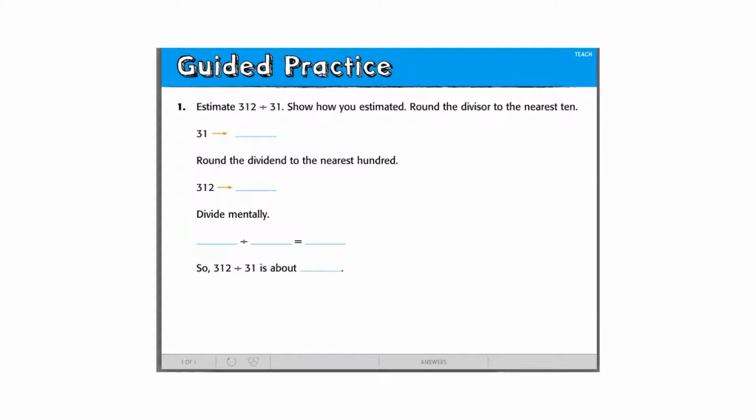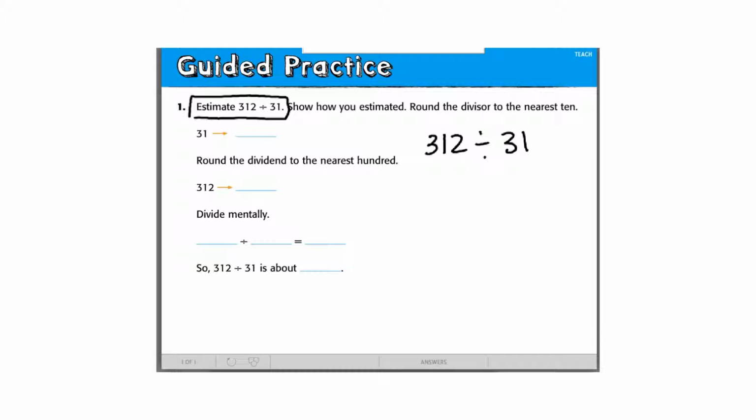So, like on this question, where it says to estimate this and show how you estimated, then it has all these lines. If you would like to just write it on the side, you're still going to be showing me how you estimated. So I want you to try this one for a second, then we're going to see what you got. So this is your guided practice question.